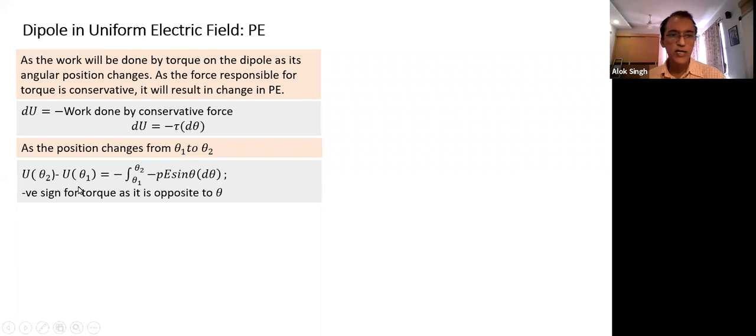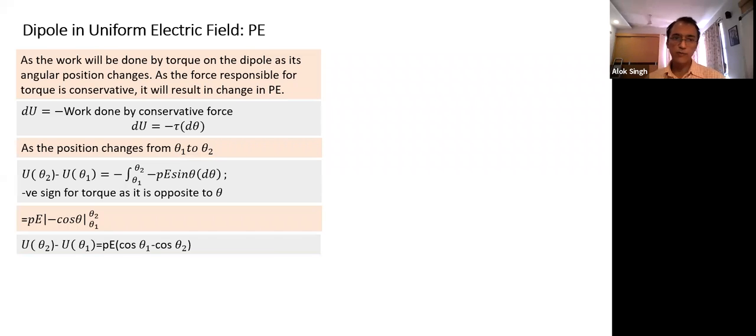Now, can we easily integrate and find out the value? It's easy. P is a constant. See, it is simple. So these two minus signs become plus. Actually, it is integration of sine theta. And what is integration of sine theta? Minus cos theta. P term, and we substitute the limits. So final potential energy minus initial potential energy becomes equal to P times cos theta 1 minus cos theta 2. Why has theta 1 come first? Because of negative sign.